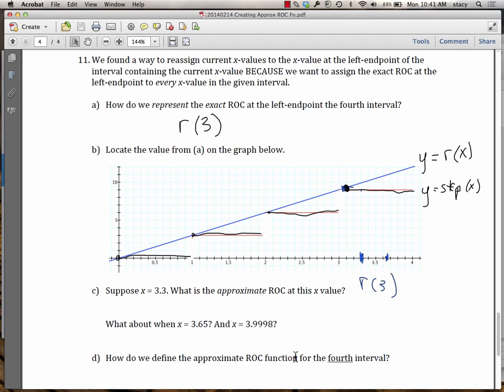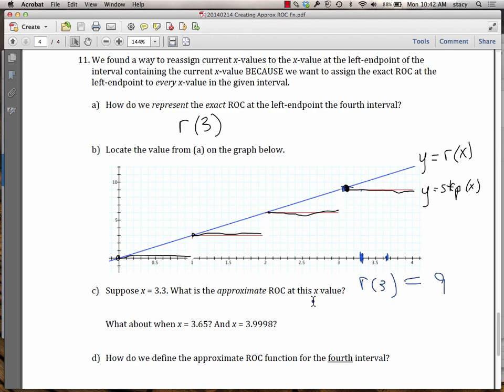So in fact, for your answer in part C, you gave the approximate y value. Is that acceptable? I think it's 9. Yeah. For part C, it is. For part A, it's not, because I asked you to represent it. Okay? All right, so how do we define the approximate rate of change function for the fourth interval?